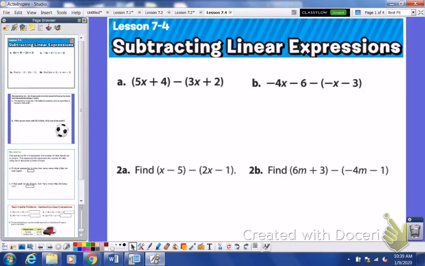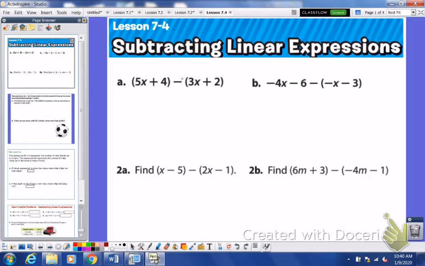Guys, moving right along. In section 3, we talked about adding linear expressions. So in section 4, we're going to talk about subtracting linear expressions. It is a very similar concept, except we have to start off with an extra step. So in our first example here, we have 5x plus 4 minus 3x plus 2.